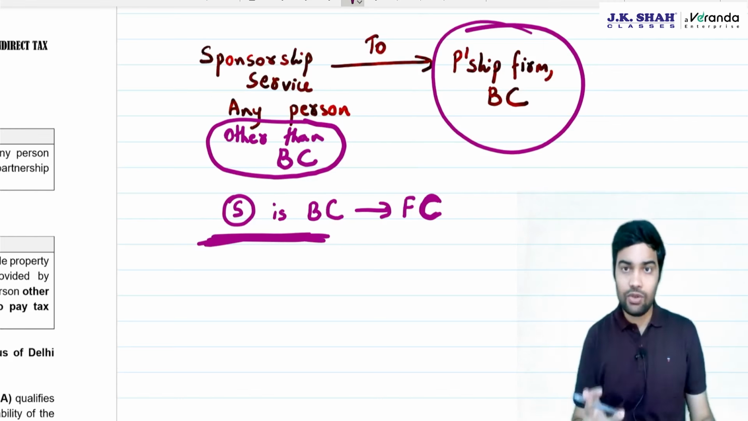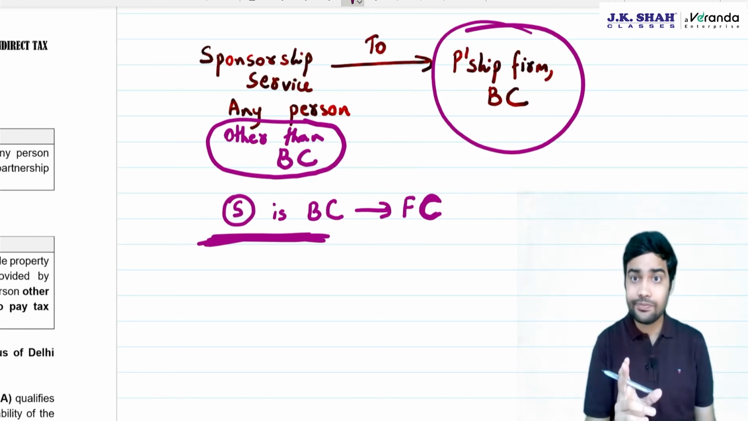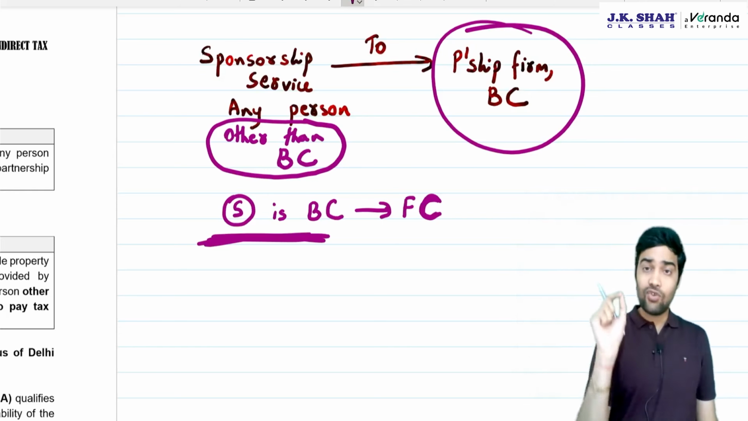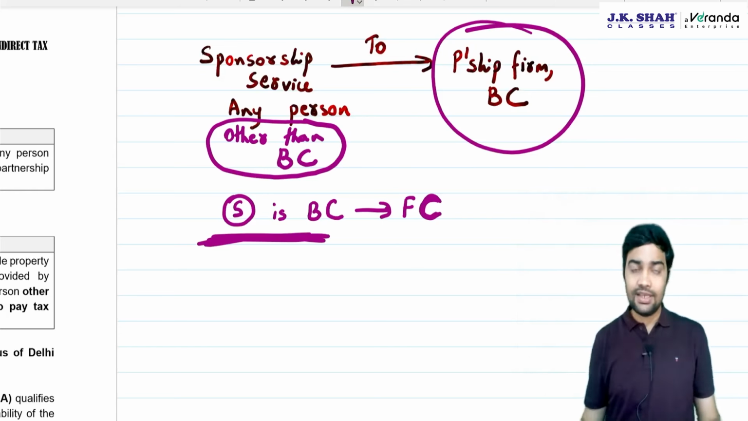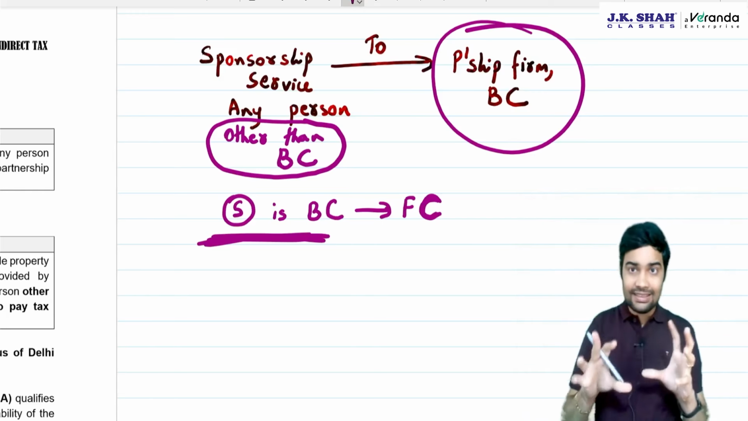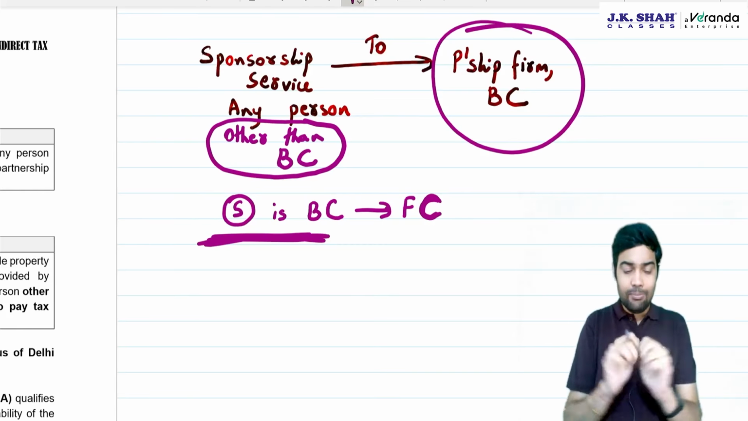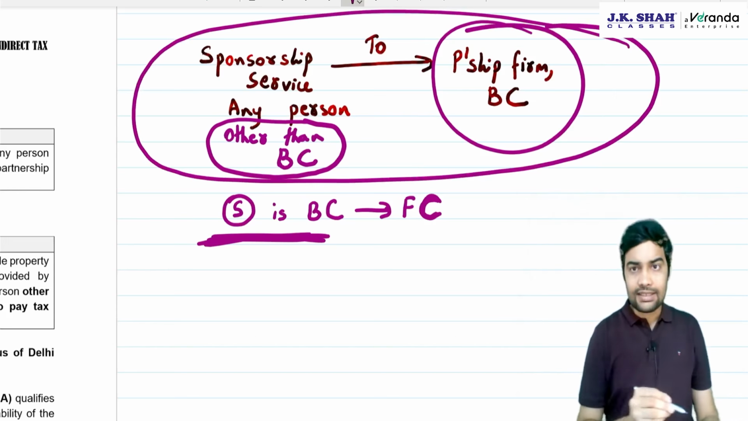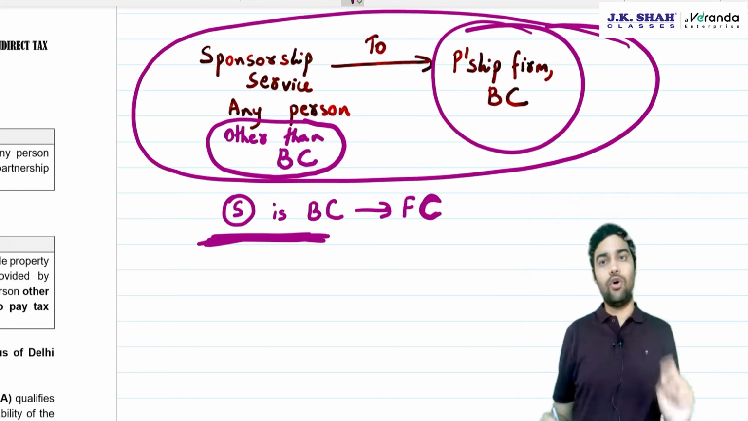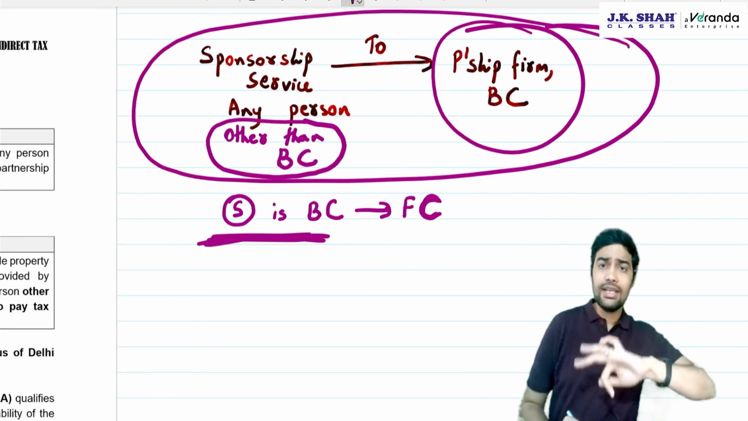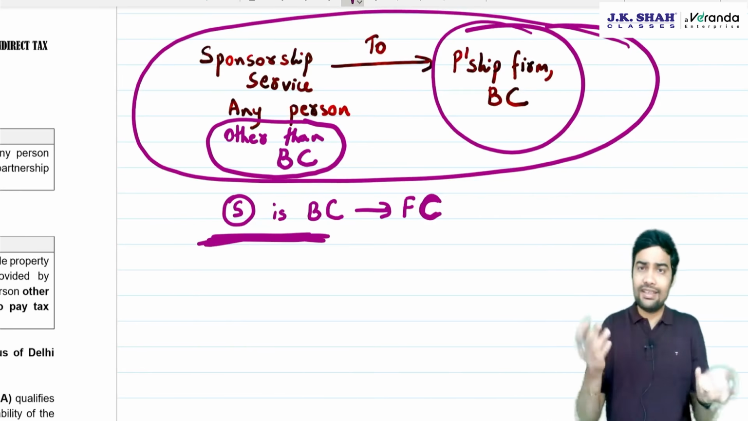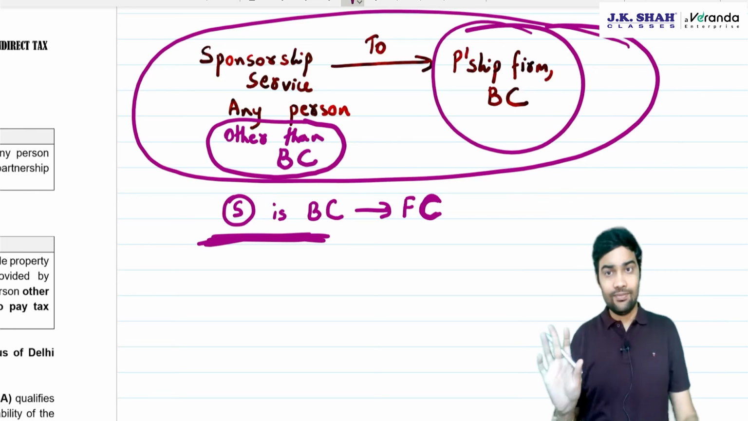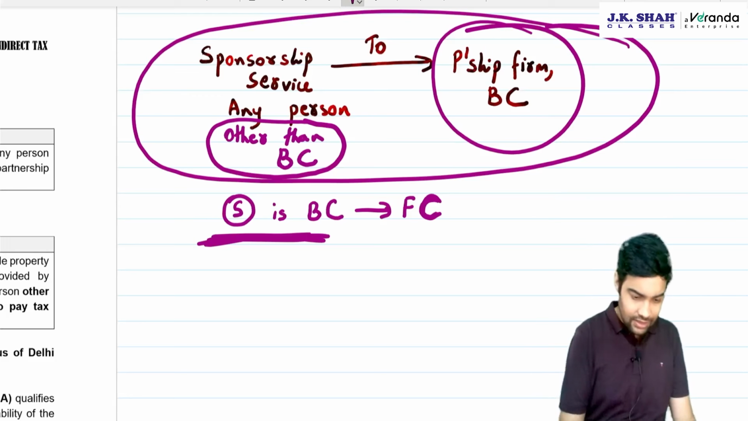So be very careful. If the supplier is a body corporate, then in that case it is forward charge for sponsorship service. Remember this very well, because anything which is not covered under RCM will be a case of forward charge. It is possible that the supplier is not liable to register and that's why there is no liability, but that is a different thing. You need to be strong with the combination.